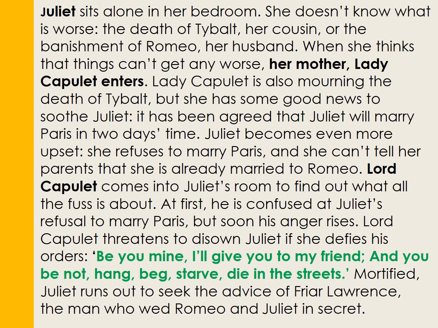Lord Capulet comes into Juliet's room to find out what all the fuss is about. At first, he's confused at Juliet's refusal to marry Paris, but soon his anger rises. Lord Capulet threatens to disown Juliet if she defies his orders. And he says, "Be you mine, I'll give you to my friend. And if you be not, hang, beg, starve, die in the streets." Mortified, Juliet runs out to seek advice of Friar Lawrence, the man who wed Romeo and Juliet in secret.